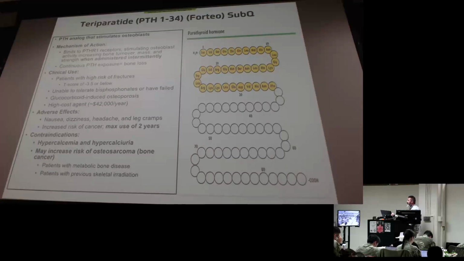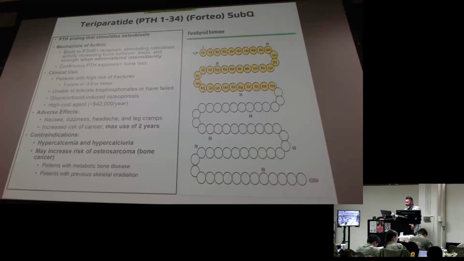And so that's why dosing is important with teriparatide. If we give it as scheduled, like daily, that daily input is what's going to help build bone, versus what the parathyroid hormone normally does, which is increase osteoclast activity.